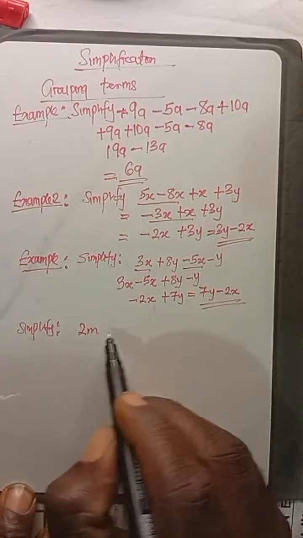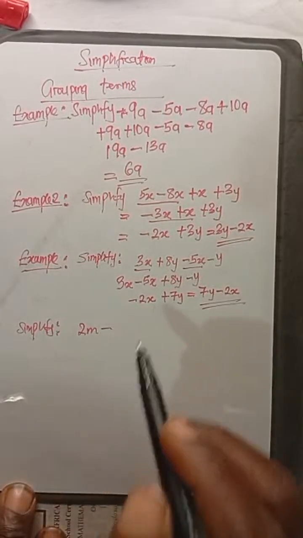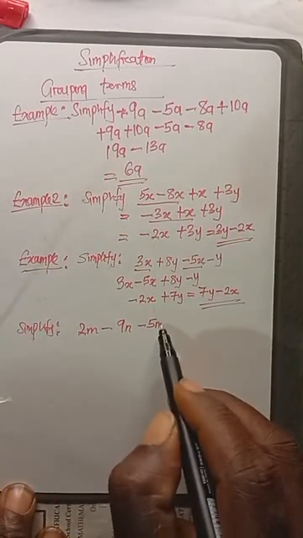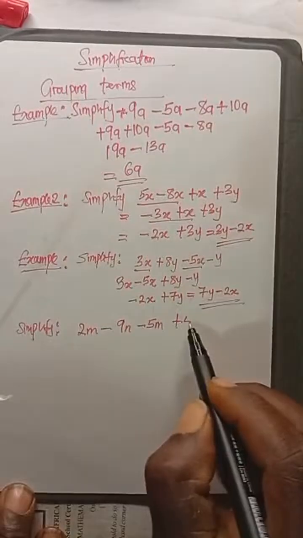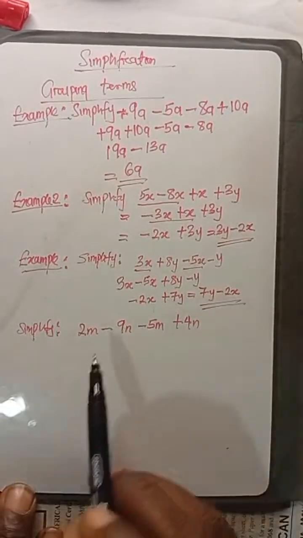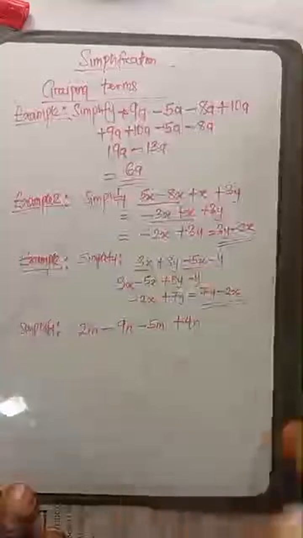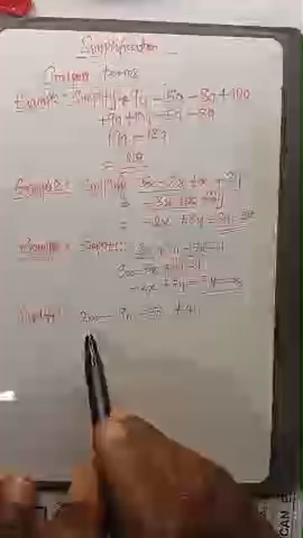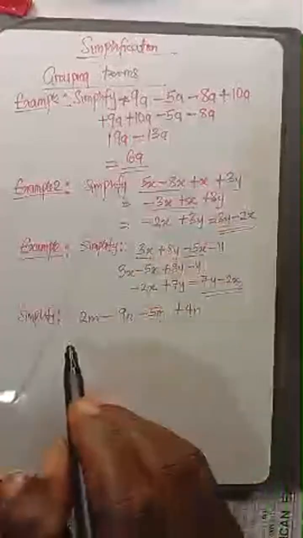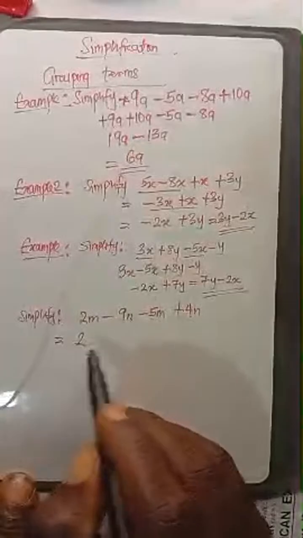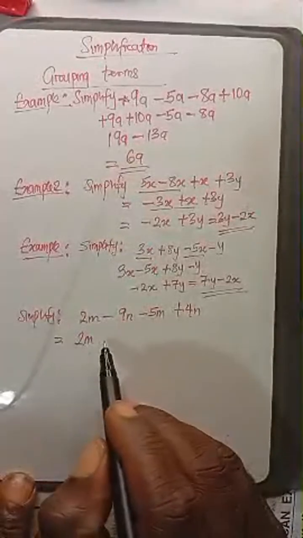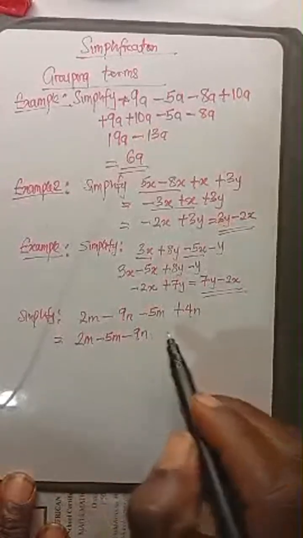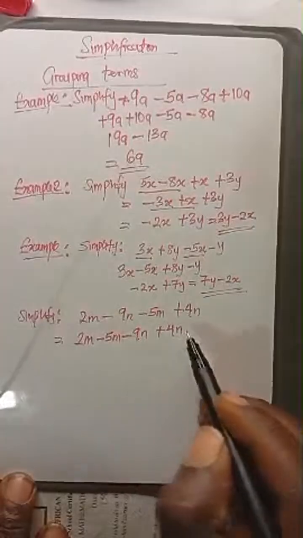2m minus 9n minus 5m plus 4n. So in grouping, the most important thing for you to know is that the 2m and minus 5m, when you group it together, we have 2m minus 5m minus 9m plus 4m.